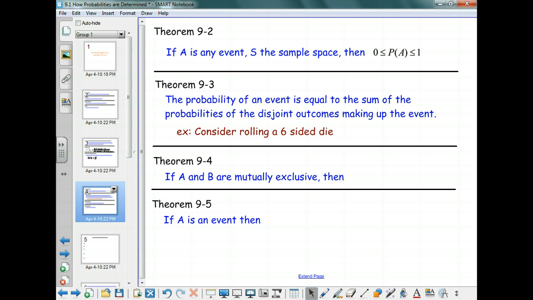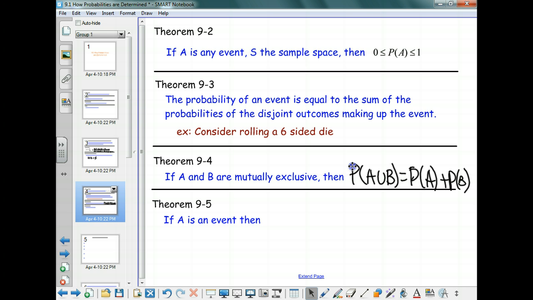All right, if A and B are mutually exclusive, then this is actually what we said, but in symbols now. The probability of the event A union B, that means A or B happening, rolling the 2 or the 4, is equal to the probability of A plus the probability of B. But this only works if they're mutually exclusive.